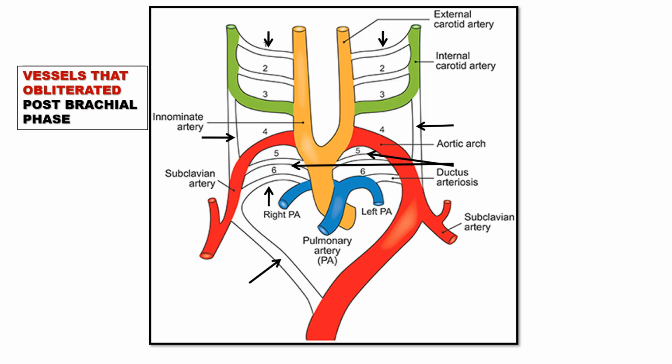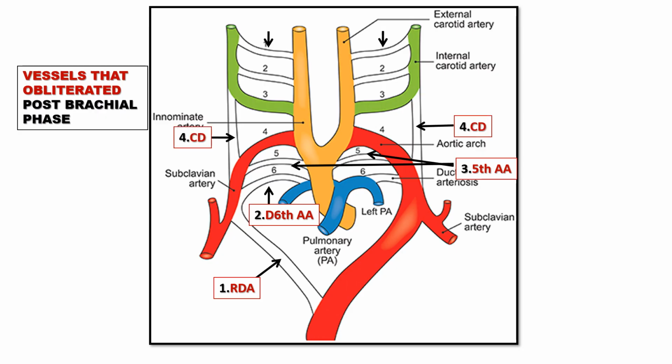Vessels that are obliterated during postbranchial phase: 1. Right dorsal aorta. 2. Dorsal part of sixth aortic arch on the right side. 3. Fifth aortic arch on both the sides. 4. Carotid duct obliterates on both the sides. Second aortic arch and the first aortic arch are completely obliterated.